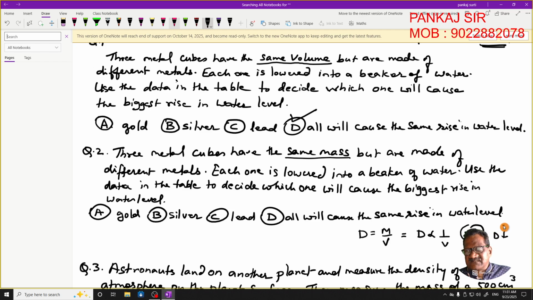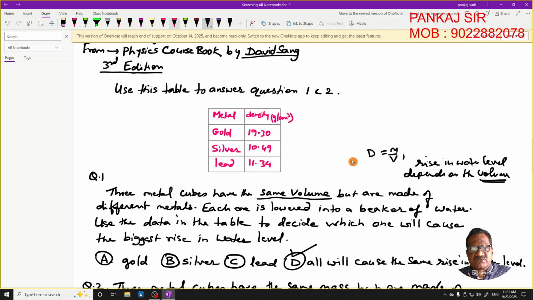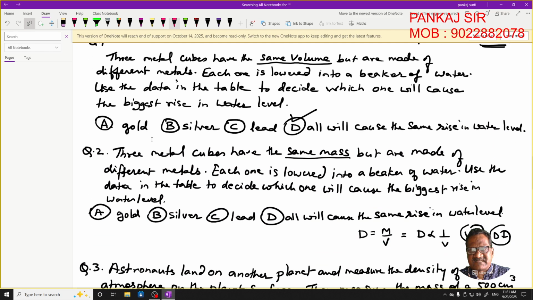The one which has the least density. So from the table we will check which one has the least density. Gold has 19.30, silver has 10.49 and lead has 11.34. So you can see that silver has the least density, and that is why silver will have the maximum volume, and that is the reason the biggest rise in the water level will be in the case of silver. Okay, so P is the answer for question number 2.